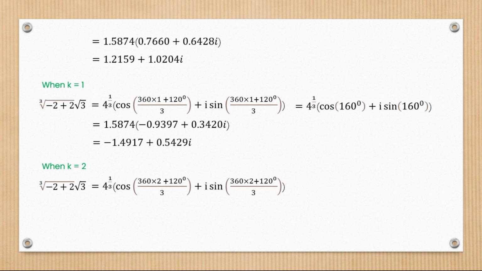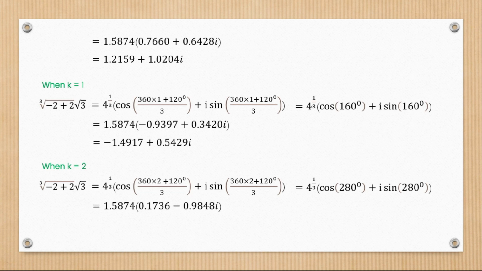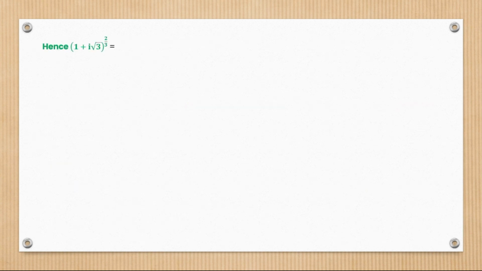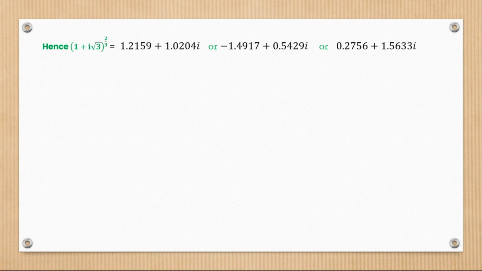When k is 2, this is what you end up having. Substituting the value of k as 2, you can see that we'll have cos 280 and sine 280. Now the sine of 280 is negative, so that's why we have a negative value there. When you open brackets, we're left with 0.2756 minus 1.5633i. Hence, the answer to this is either 1.2159 plus 1.0204i, or negative 1.4917 plus 0.5429i, or 0.2756 minus 1.5633i.